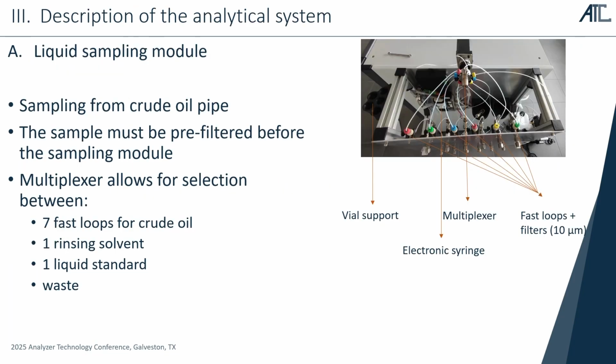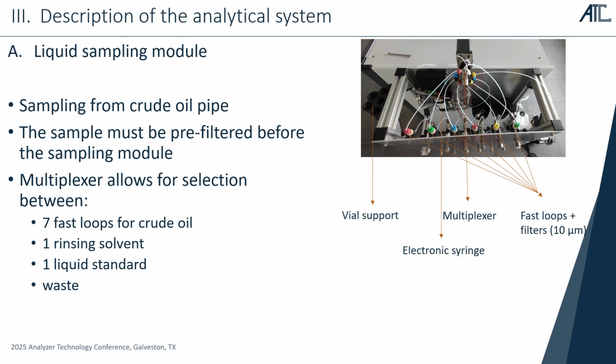Here is a small introduction about the liquid sampling module, which is controlled by software and electronics. It allows us to collect the samples and to make a multiplexing system. So we can have up to 7 different fast loops of crude oil connected to the same unit, and the system is able to collect automatically one or the other by a method or a sequence.